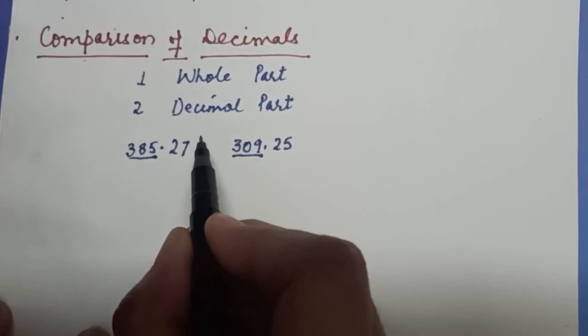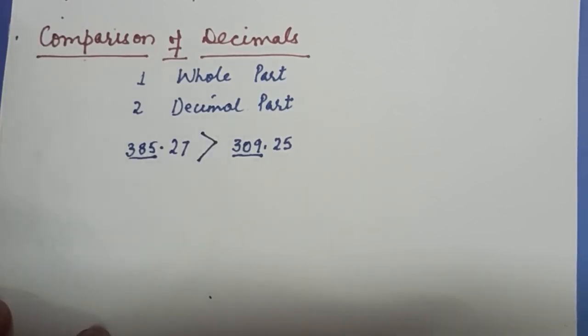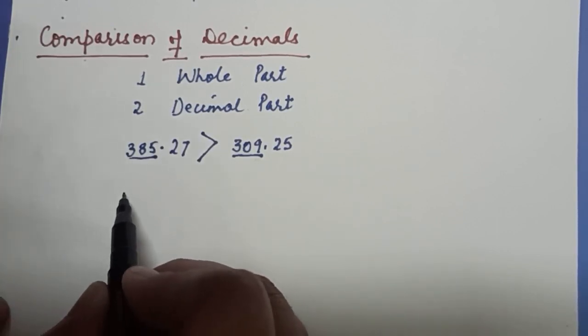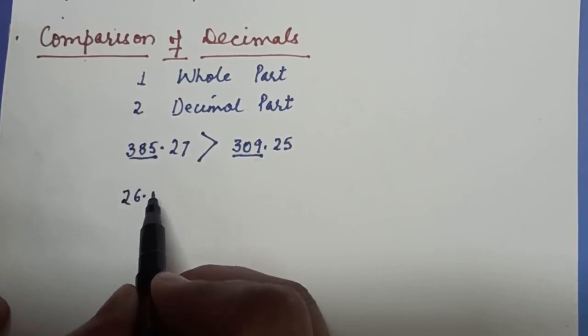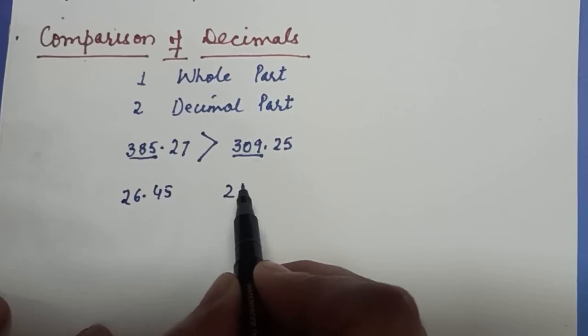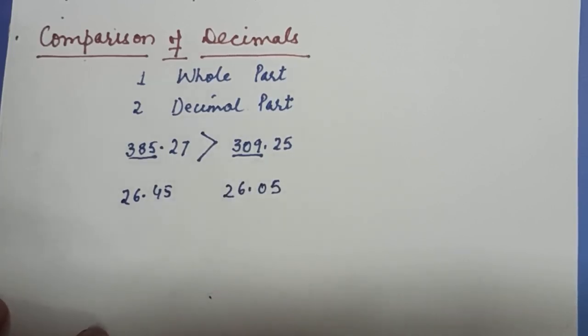So what will I do? I will put the greater sign towards 385.27. Alright. Now let us take another example. If there is a number 26.45 and here we have 26.05. Now how to compare these numbers?